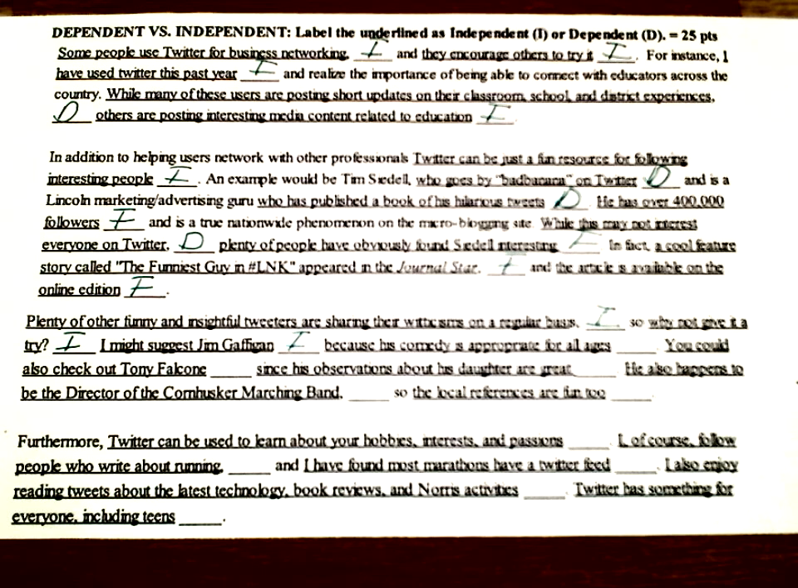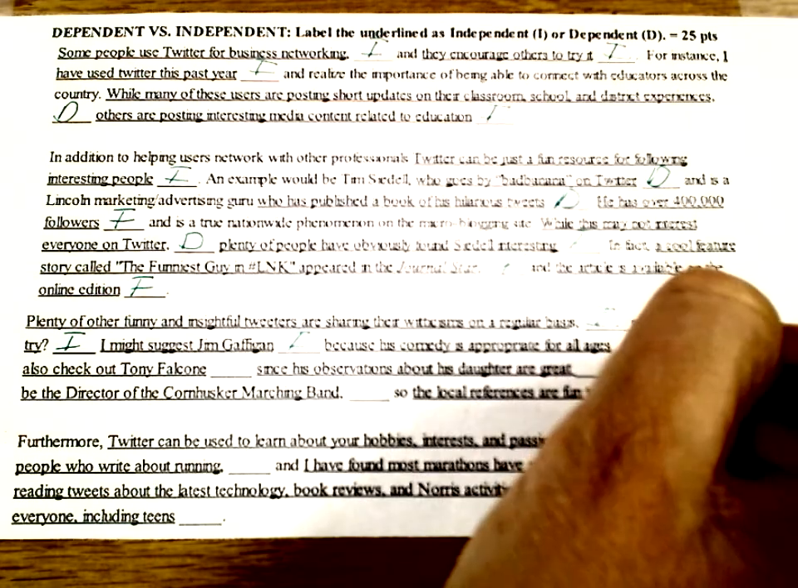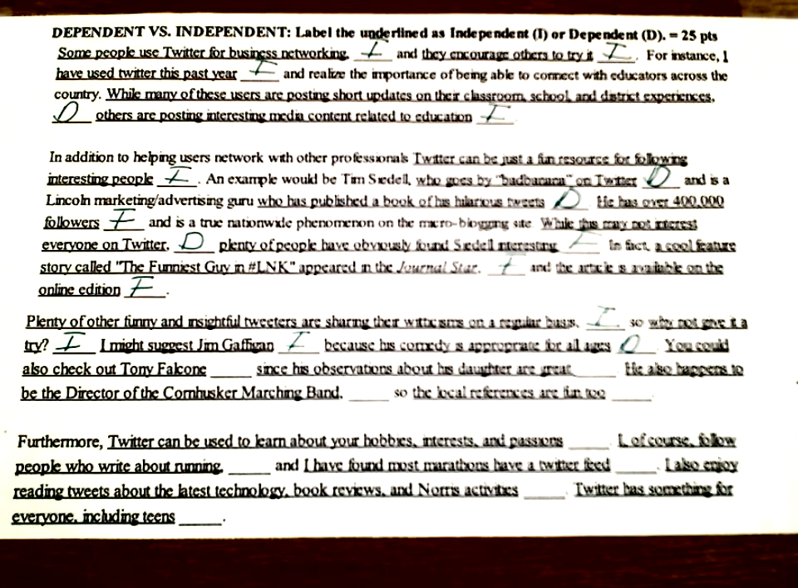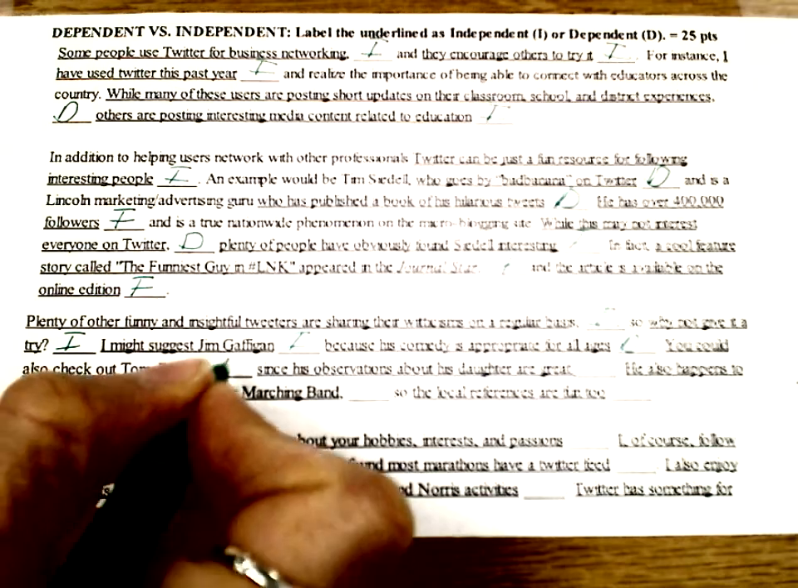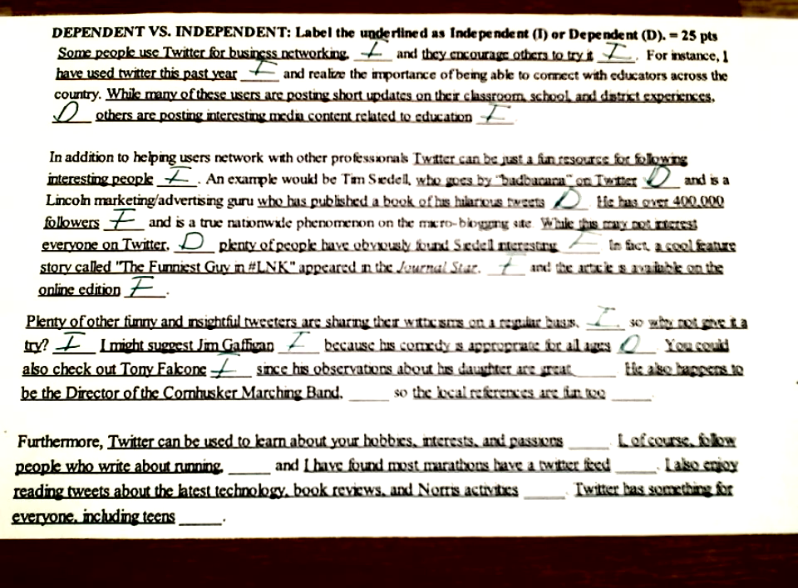Next one, because his comedy is appropriate for all ages. Because his comedy is appropriate for all ages. Cannot stand alone. Okay, and once again, because is kind of like while. It's a subordinate conjunction. So you know you are linking a dependent with an independent. Next sentence begins with, you could also check out Tony Falcone. Okay, independent thought.